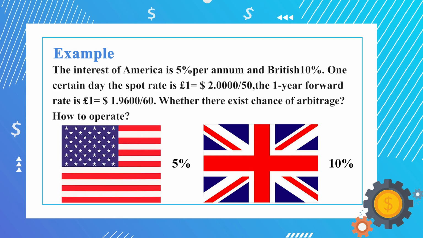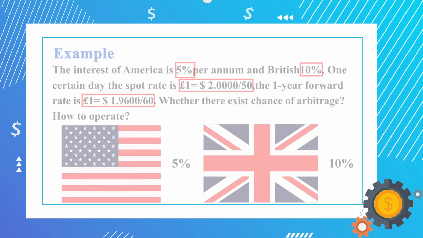Here's an example. The interest rate of America is 5% per annum and Britain 10%. One certain day, the spot rate is £1 equals to $2.0000/50. The 1-year forward rate is £1 equals to $1.9600/60. Whether there exists a chance of arbitrage, and how to operate? Before you do the calculation, please translate the information from words into mathematical symbols.